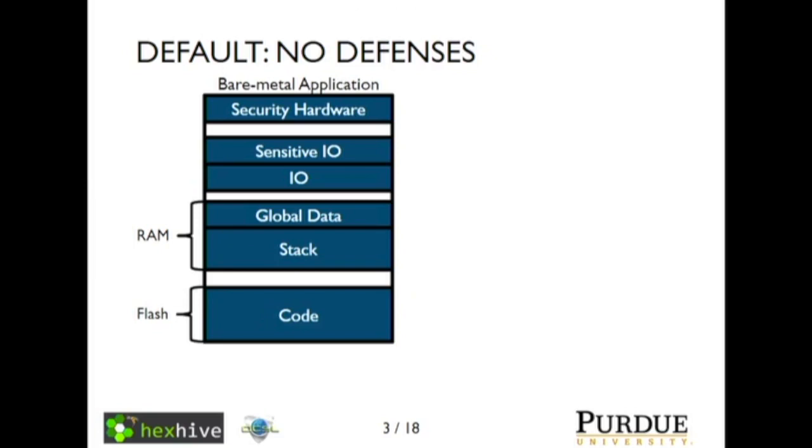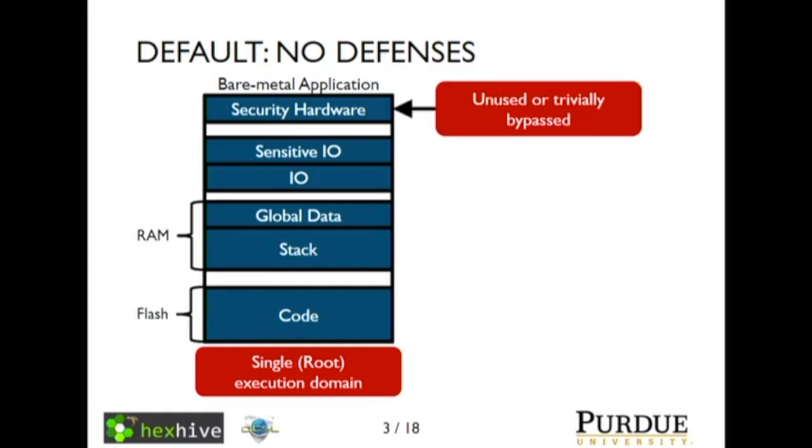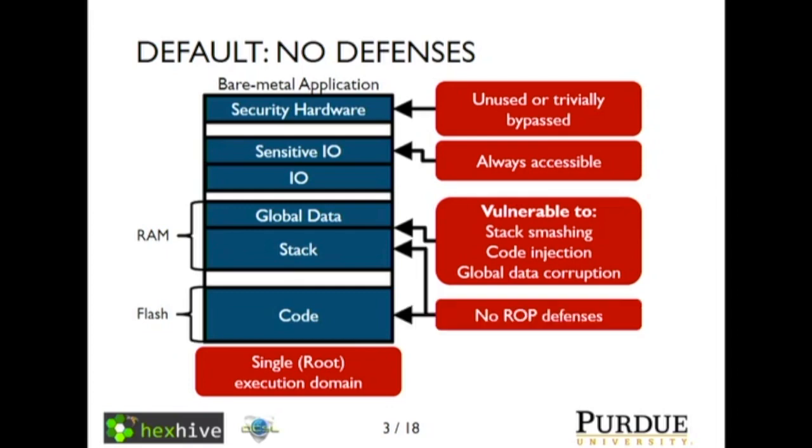As I go through my talk, we'll talk about how this approach we call EPOXY builds up defenses on these constrained systems. So right now, you've got a single root execution domain, and you've got the security hardware. It's untrusted or trivially bypassed. It's all controlled by memory mapped I/O. So by writing a particular address in memory, you can turn it off. Sensitive I/O is always accessible. Your stack and your global variables are subject to stack smashing, code injection, global data corruption, and your code has no ROP or code reuse defenses.